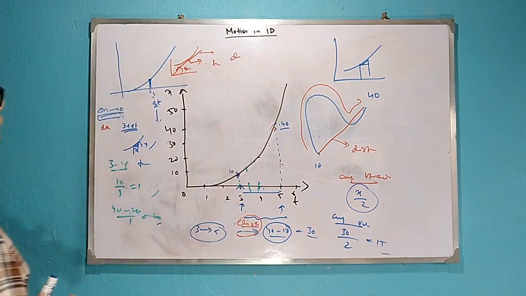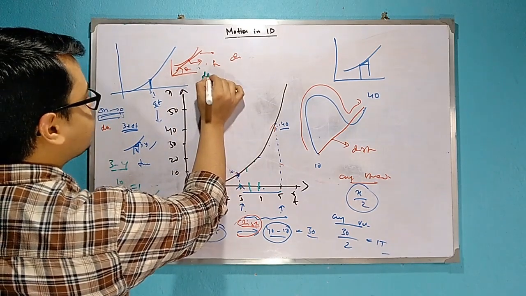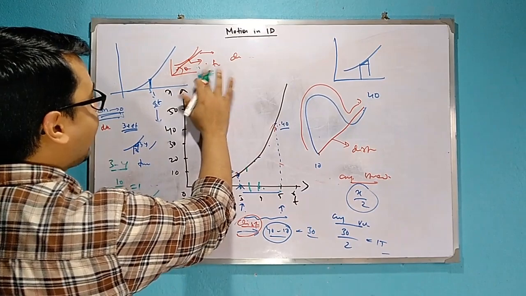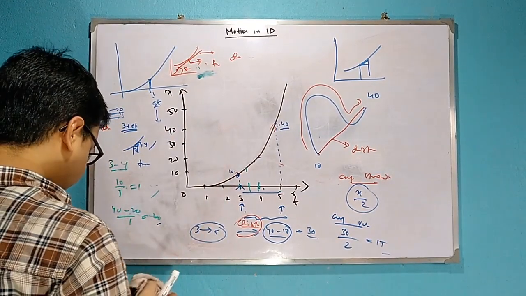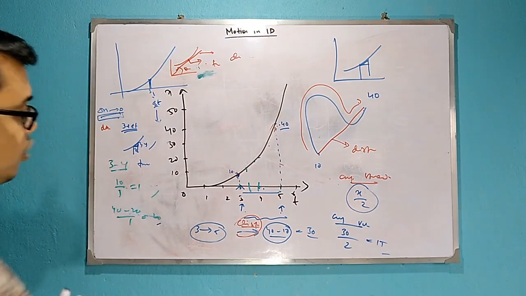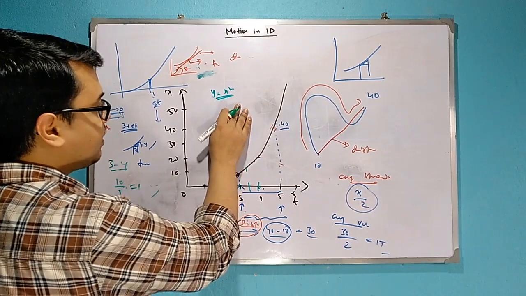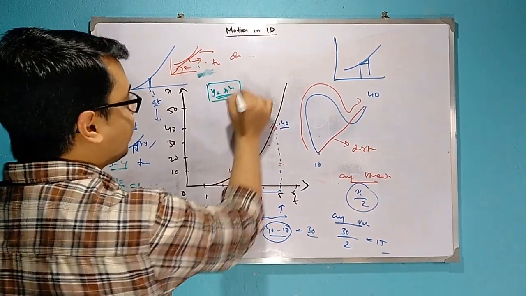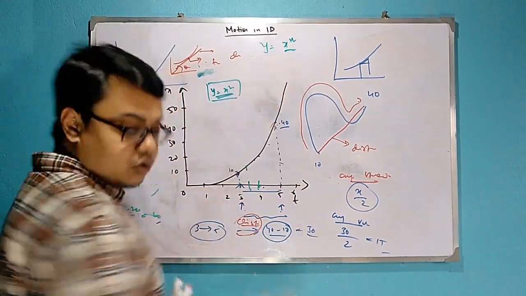Okay, now this concept is called differentiation. That means at a particular point, what is the rate of change? So here are some formulas. Suppose this graph is of y equal to x square. Now, if a function is in the form of x to the power n.